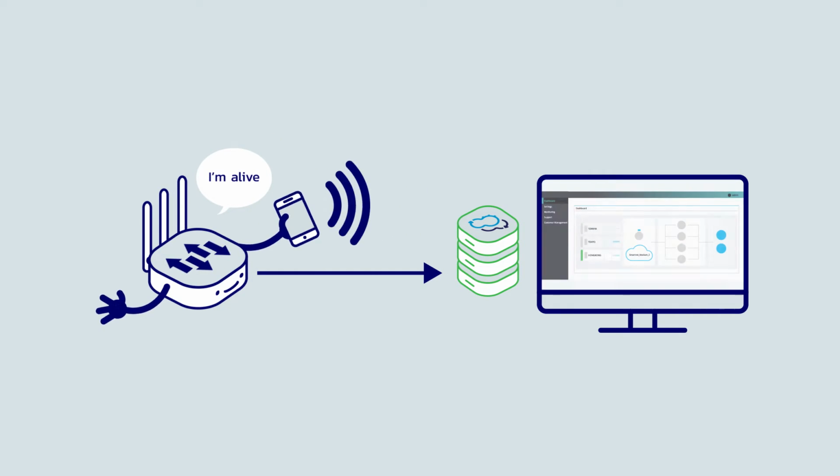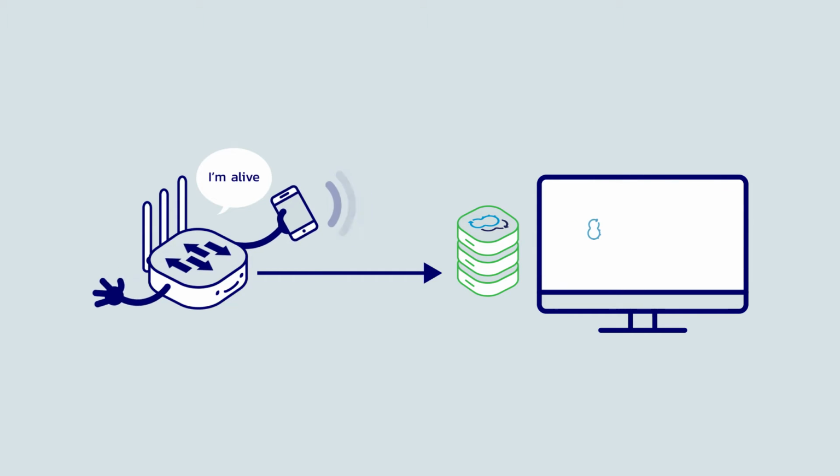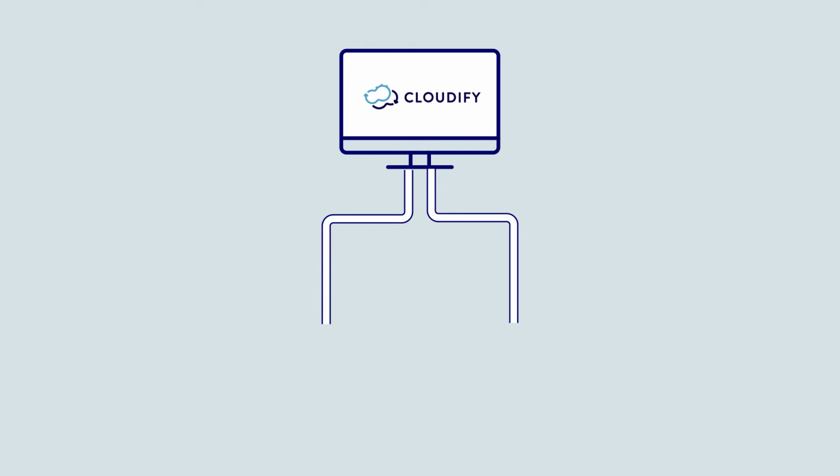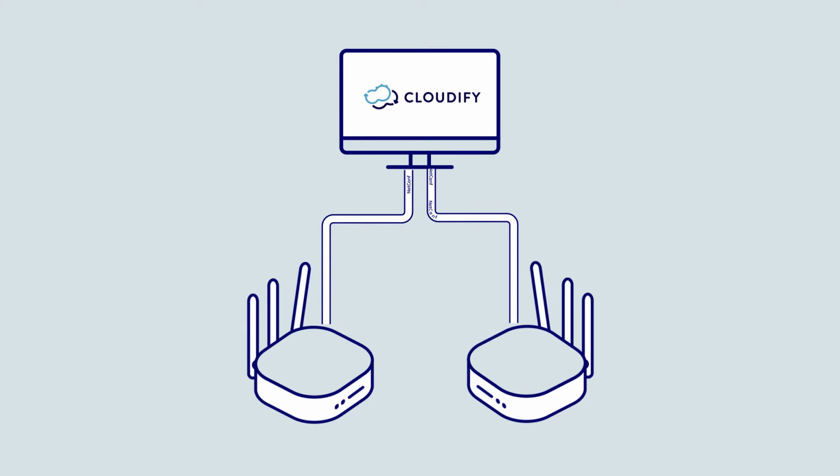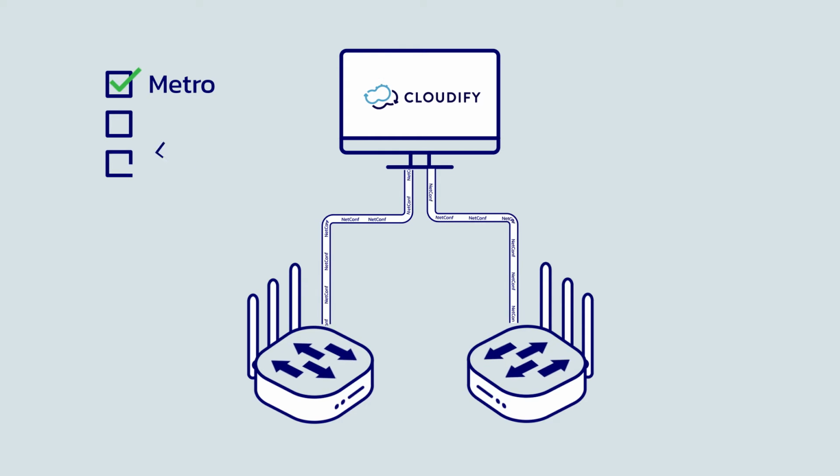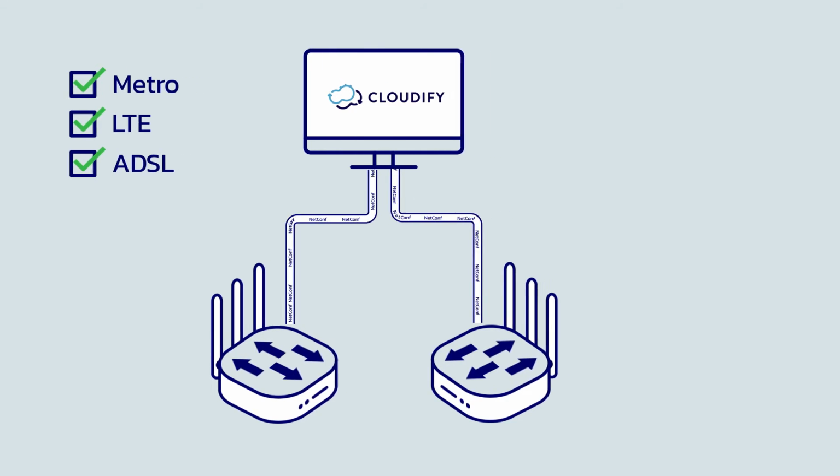The RMS then notifies the integration hub, and the Alive call reaches Cloudify. Next, Cloudify triggers a netconf call with an XML configuration to configure the CPE. In this specific case, it is configuring Metro, LTE, and ADSL, but any infrastructure is configurable using this method.